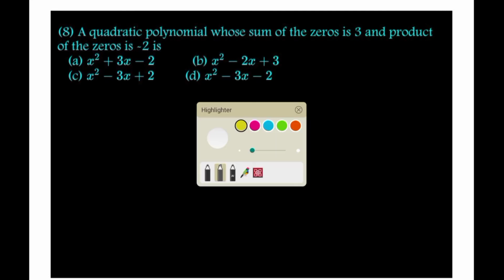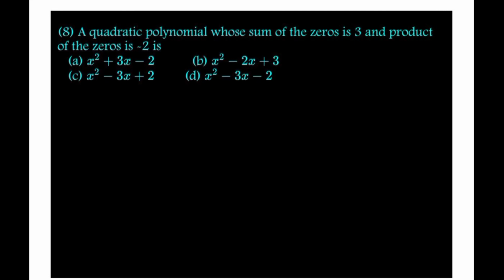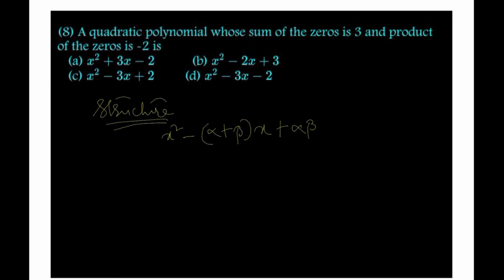A quadratic polynomial whose sum of the zeros is 3 and product of the zeros is minus 2 is, we have to find the quadratic polynomial. So we have the general structure for forming a quadratic polynomial as x squared minus sum of the zeros, and we are taking alpha plus beta as sum of the zeros, into x plus product of the zeros, that is alpha beta.